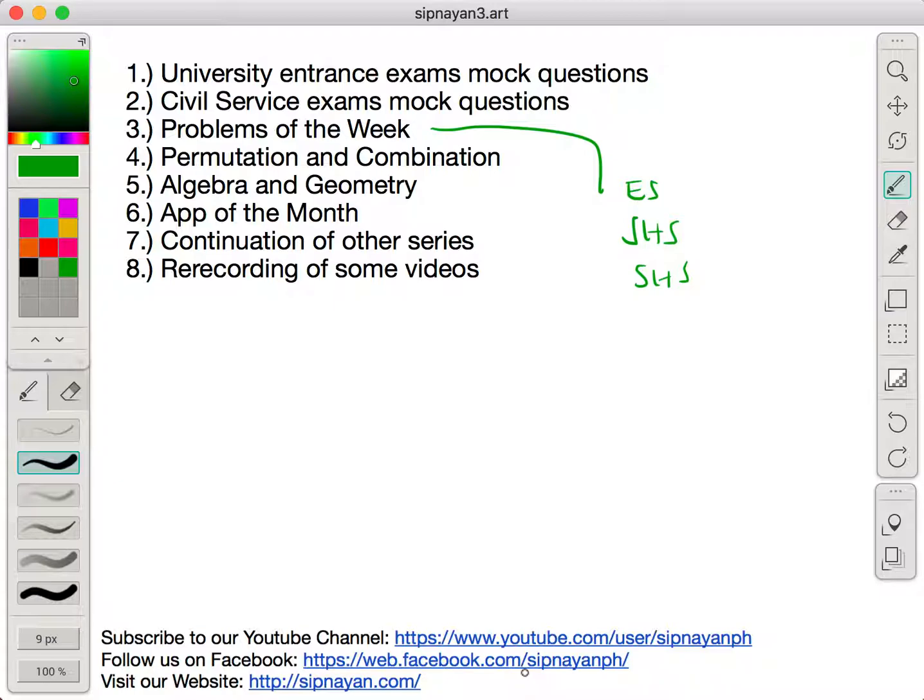Fourthly, nagbabalak akong mag-start nung series on permutation and combination. Importante din yan. And siguro ang susunod dyan is probability and statistics. And of course, yung algebra and geometry, siguro mga later itong dalawang ito, later months. It's either later this year or early next year, sisimulan natin yan.